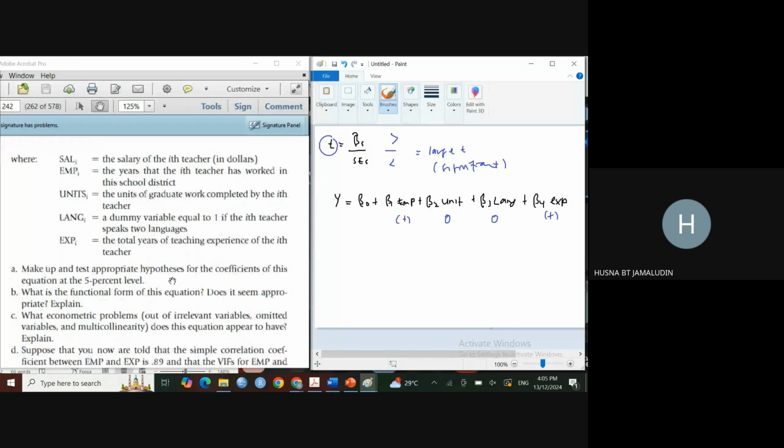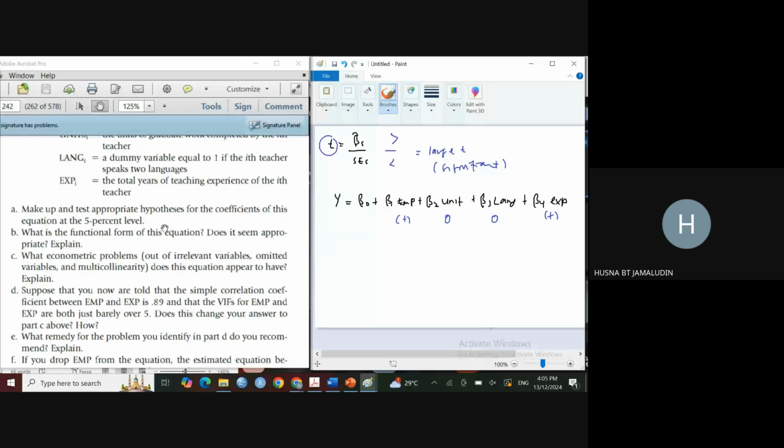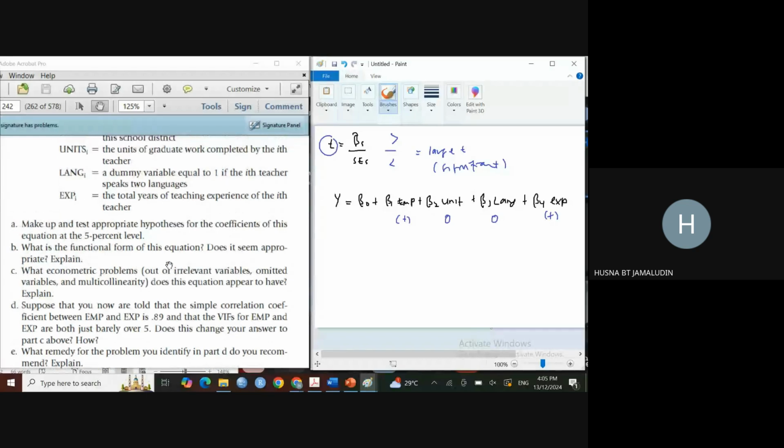Okay, so let's look at the question. Make up and test hypotheses for the coefficients. Okay, so all these variables. I will just skip that. What is the functional form of this equation? You are talking about income, right? Log-lin. Some of them are what we call dummy variables, and a dummy cannot take any other form. It's just ln on the left, so it's just lin on the right. So this is log-lin. Functional form is very straightforward.